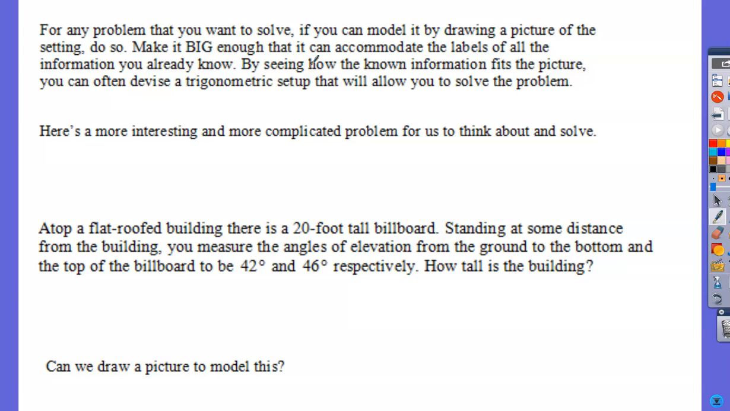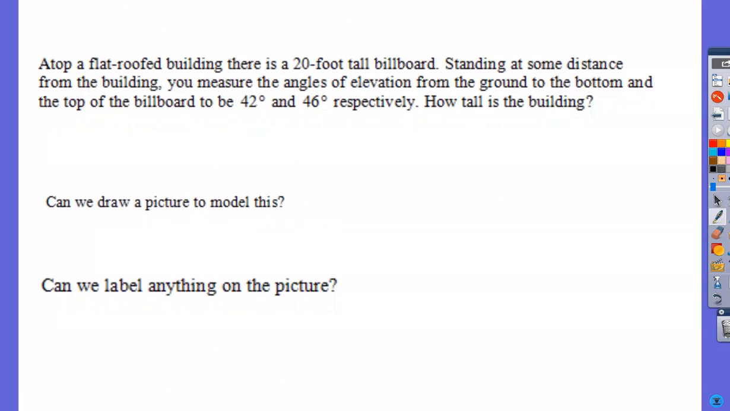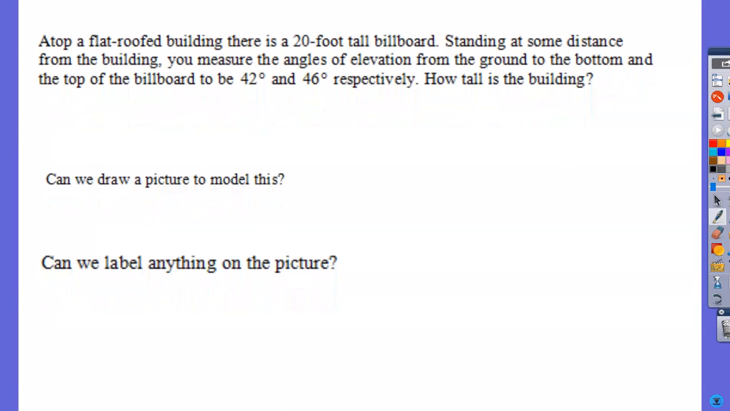So let's do one that's just a little bit more interesting for us. This is more our speed. Again, you are welcome to stop, pause, and try setting it up yourself. I'm going to go ahead and set it up now.